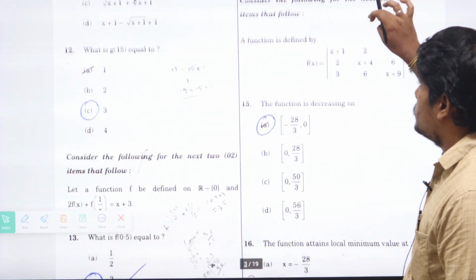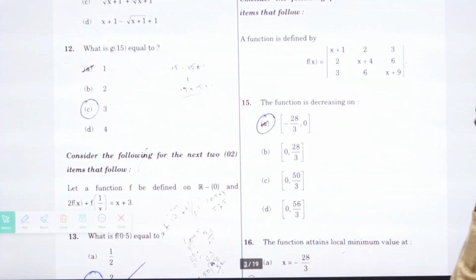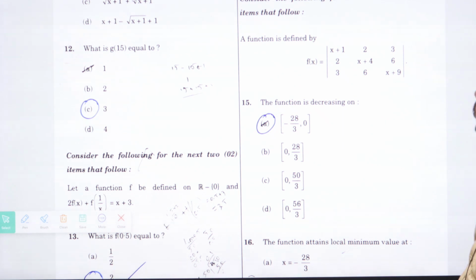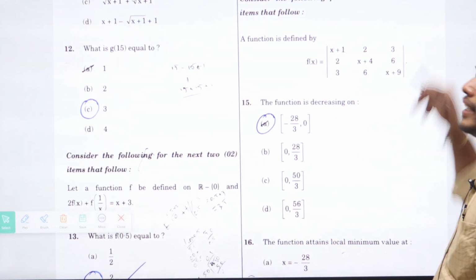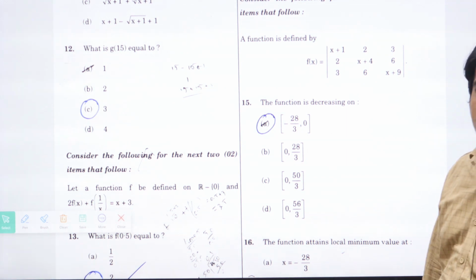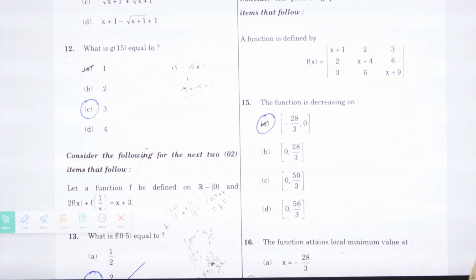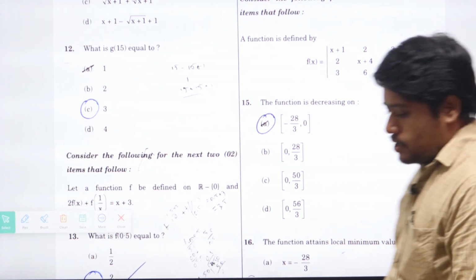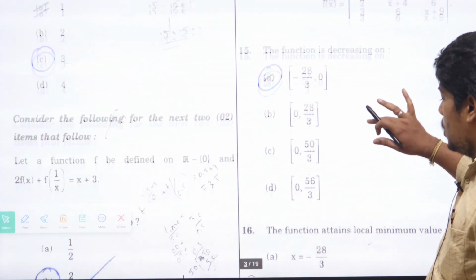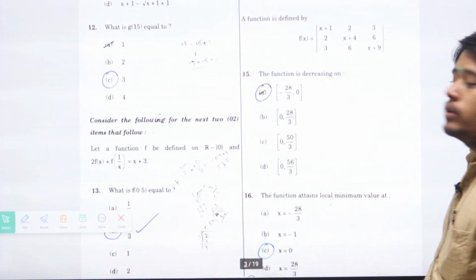Next, consider the following, the next 2 items that follow. F of x is defined as the determinant with rows x plus 1, 2, 3; 2x plus 4, 6, 3; 6x plus 9. This is the given statement in determinant form. First expand the determinant.